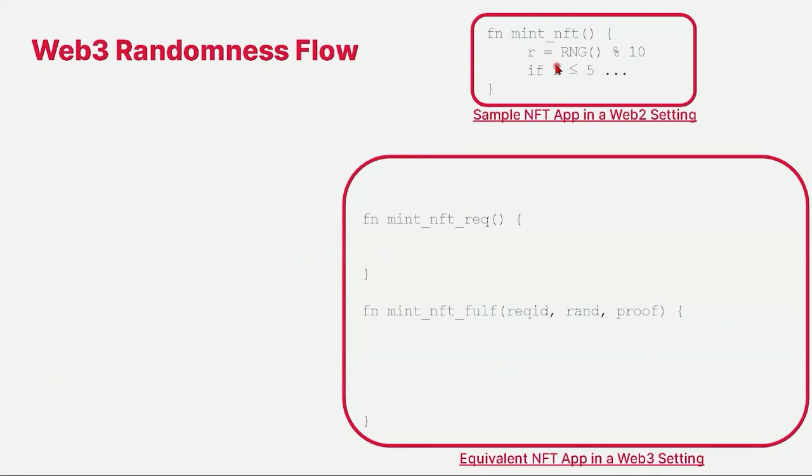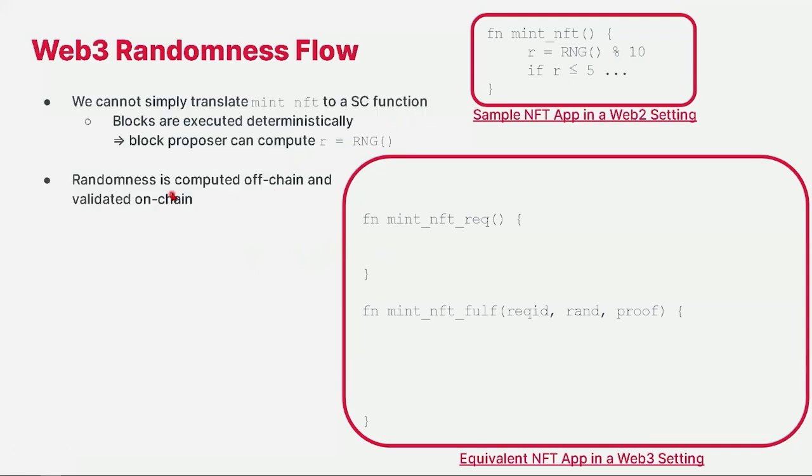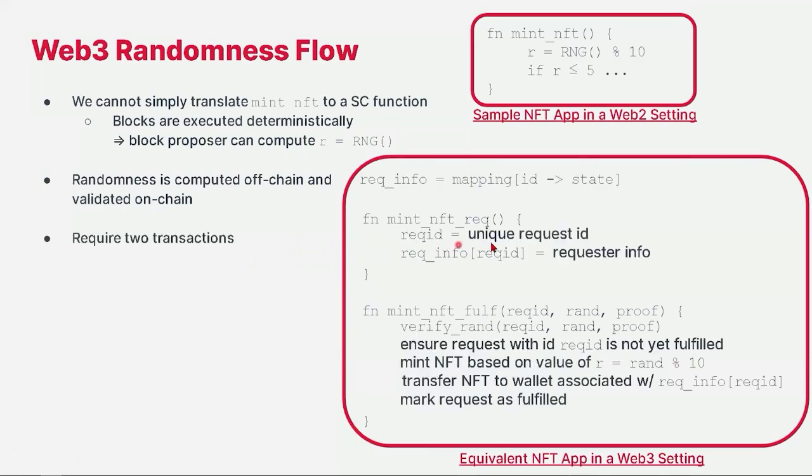All right, so we've discussed that this kind of RNG call doesn't exist. So how do we do it? We're going to need two transactions. The randomness is going to be computed off-chain and validated on-chain. What that means is that we need a commitment to the request. We make the first transaction where we request randomness, and then the second. As an example, when we mint the NFT, instead of just having mint NFT, we have mint NFT request and mint NFT fulfill. The request is assigned a unique ID, and we store the requester info.